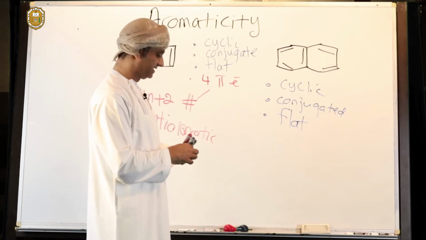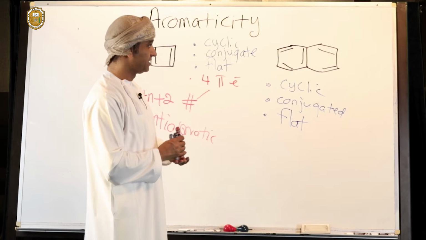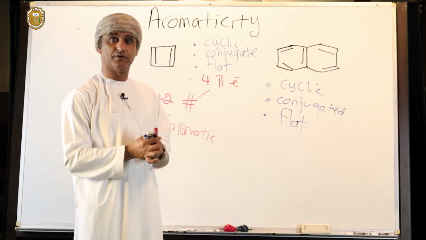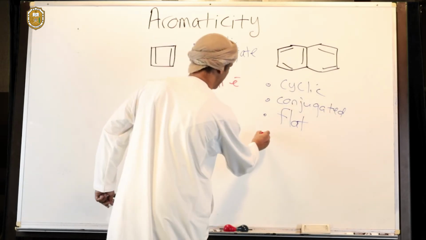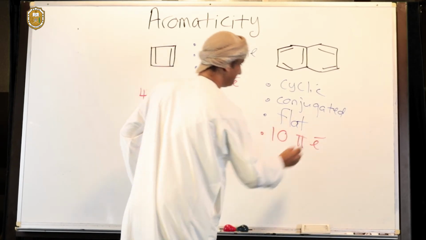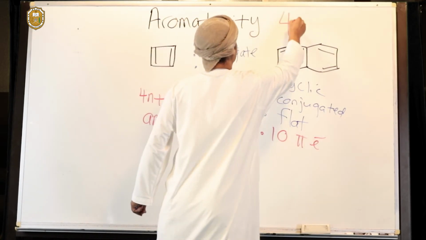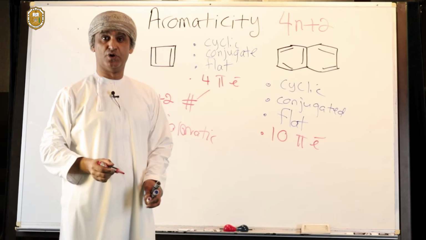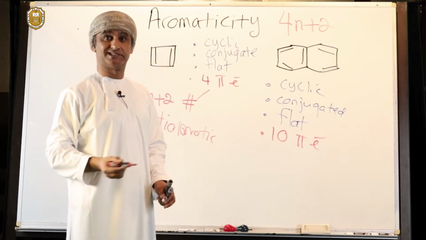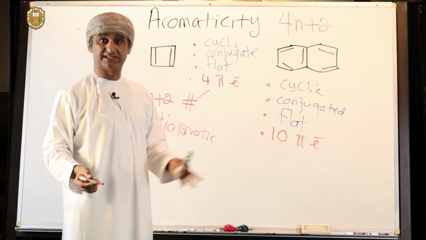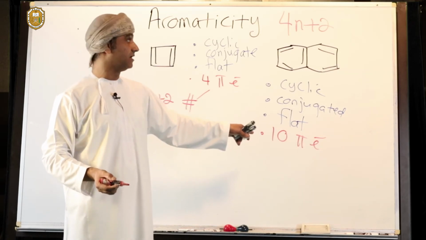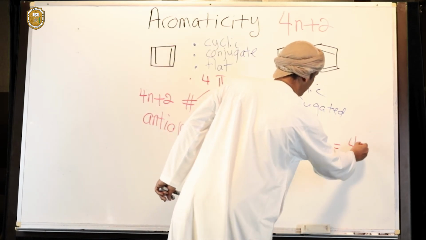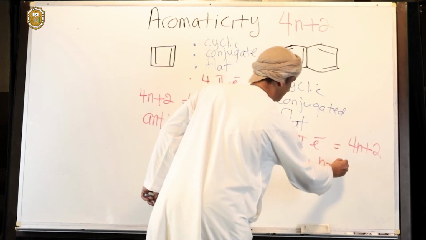What we need to check next is the number of pi electrons, and of course there are 3, 4, 5 pi bonds in this case, and therefore there are 10 pi electrons. What we need to check is the 4n plus 2, the Huckel rule. Is this 10 pi electrons in accordance with the Huckel rule? Well, if n is 1, it's 6. If n is 2, that's 2 times 4 plus 2, that is 10. So yes, 10 pi electrons is in accordance with 4n plus 2, if n equals 2.